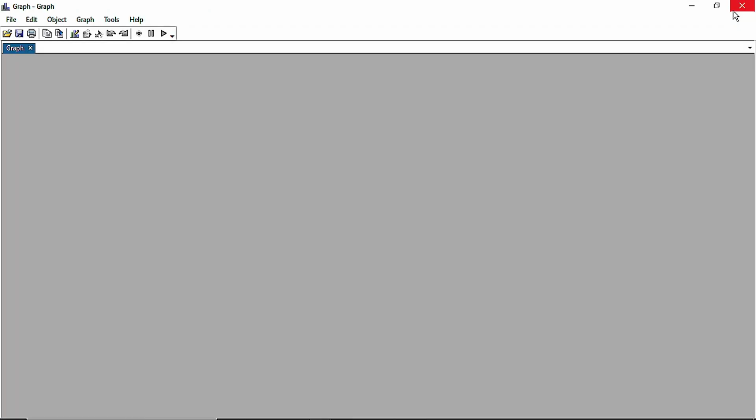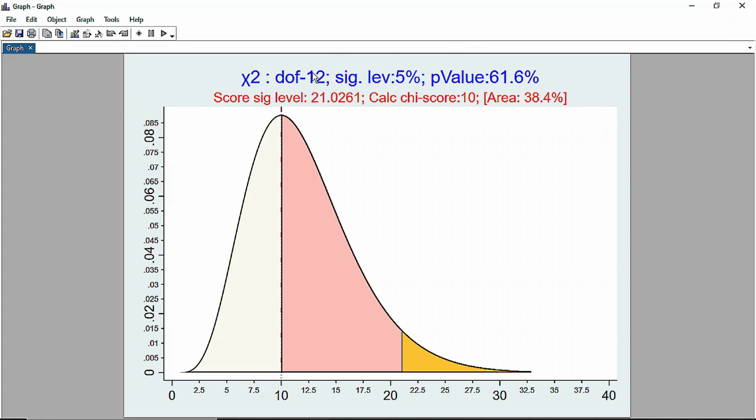And let us see what the graph looks like. The degrees of freedom is 12 and our calculated chi-square is 10, and we want to test the right tail, and the significance level is 5%. By the very graph it is clear that the probability of x being greater than 10 is 61.6%. So this is our p-value. The p-value is greater than our alpha level, that is why we fail to reject the null.